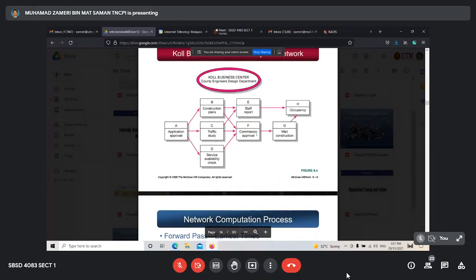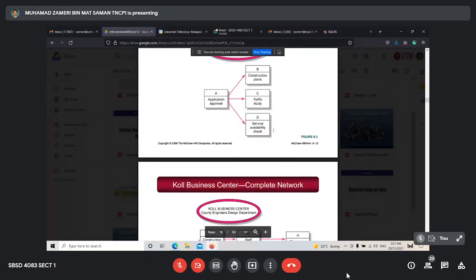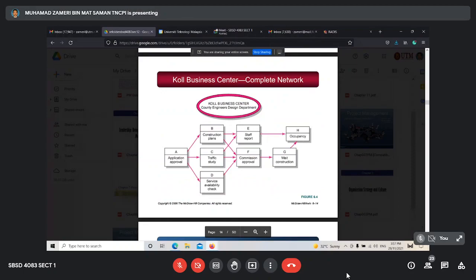So that means G. Oh no, G after F. That means before you start G, F must be finished. And then H. H after E and G. H after E and G. That means an arrow from E and an arrow from G to make it H.